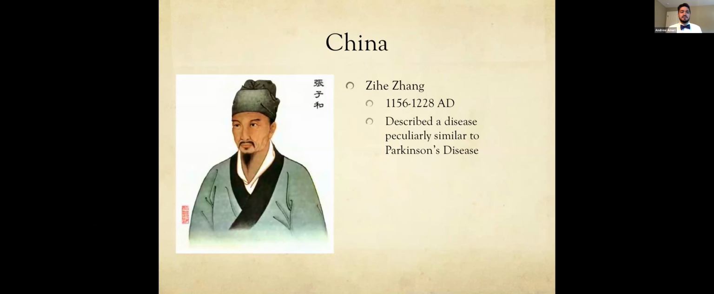So in the 13th century AD, Dr. Zi Zhang in 1228 described a syndrome characterized by tremor, stiffness, unexpressive facial features, loss of dexterity of the fingers, depression, and that this disease had a chronic progressive course with a very poor response to drugs. Again, seems quite familiar to our now known Parkinson's disease and discussed over 600 years before Dr. James Parkinson made his descriptions.